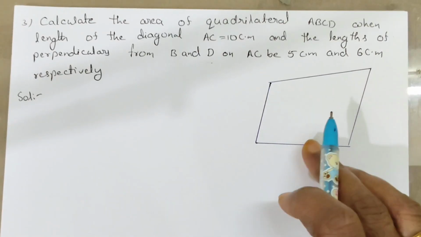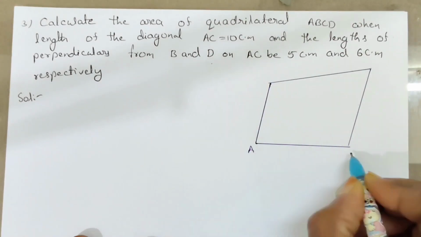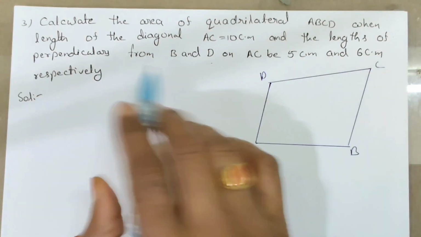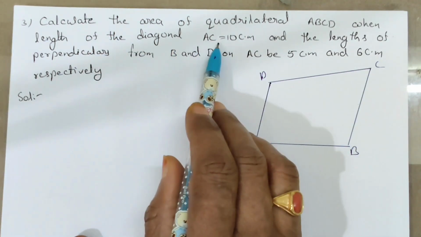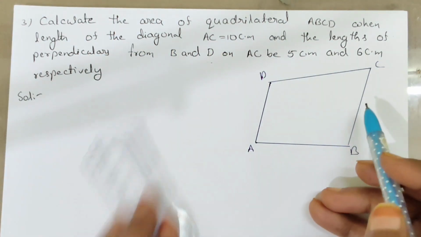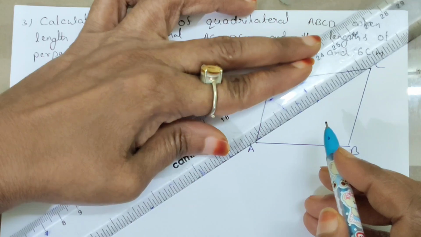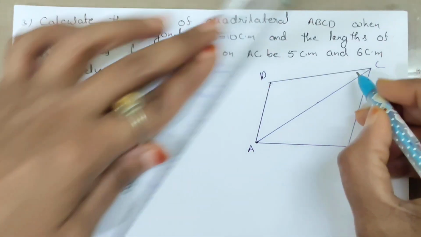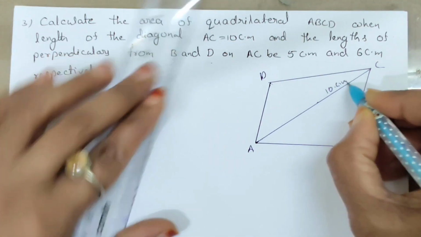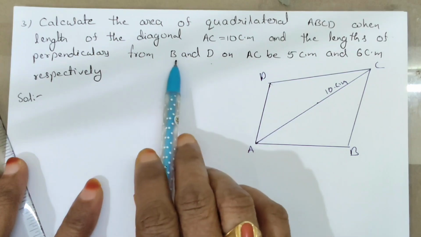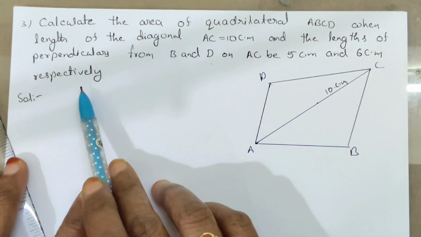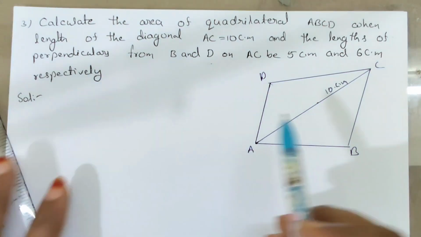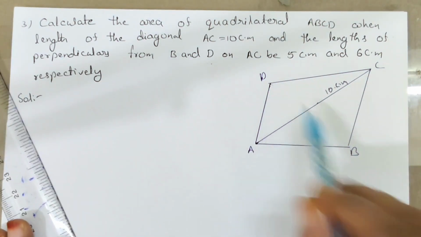I have already drawn one quadrilateral. Here, naming ABCD, ABCD is a quadrilateral. When the length of the diagonal AC is 10 centimeters, we draw the AC diagonal, that is the 10 centimeters. Next, the perpendiculars from B and D on AC are 5 centimeters and 6 centimeters respectively.